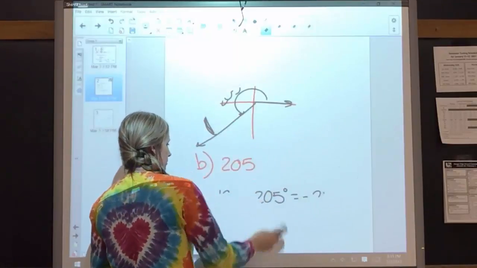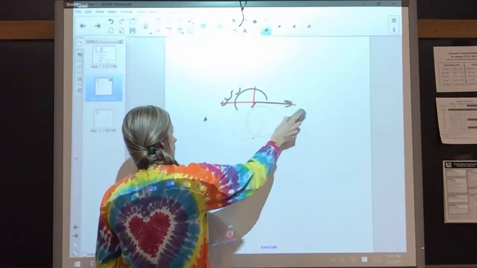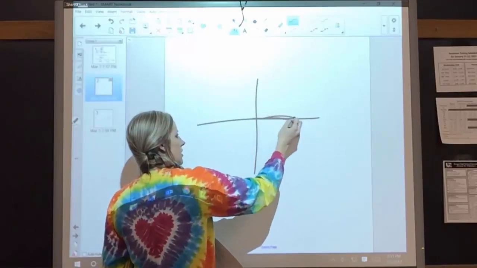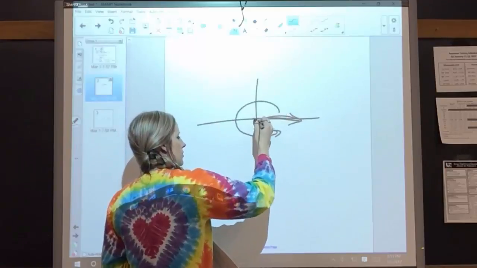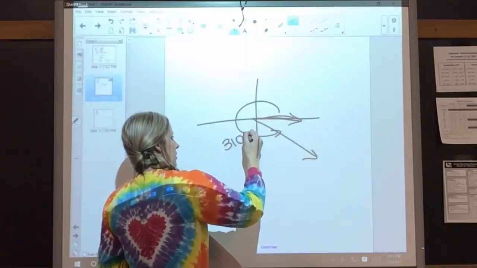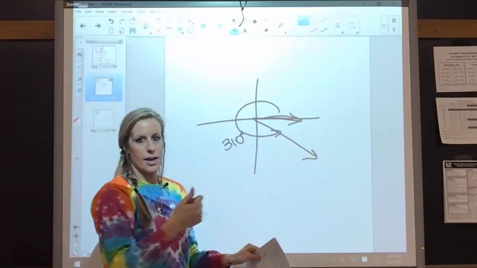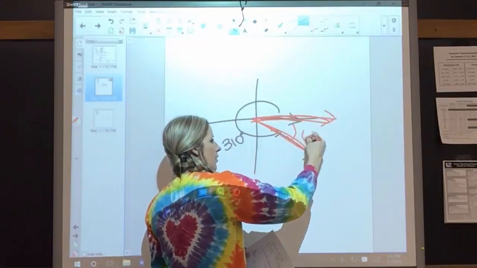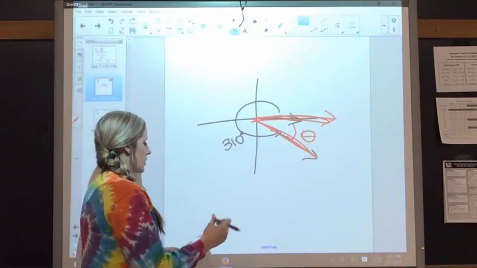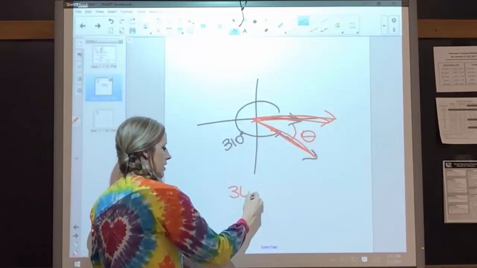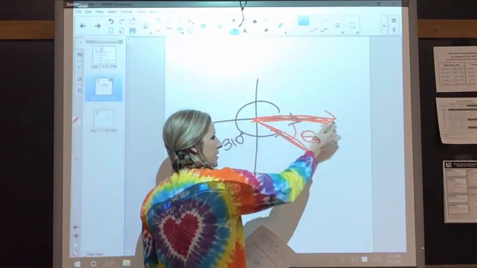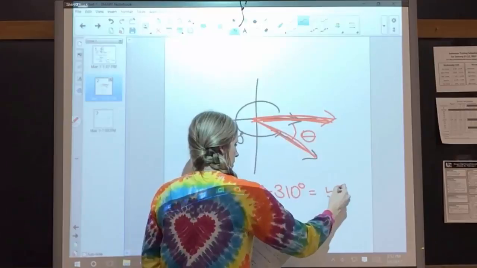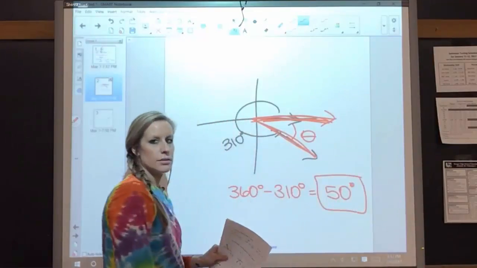Last one, we have 310 degrees. So it's going to start on this x-axis and go all the way to 310. So our closest x-axis to this terminal side would be this one, right? That would give you your reference angle. So we would do 360 degrees, because that's what this x-axis is, 360 degrees minus 310. So my reference angle would be 50 degrees.